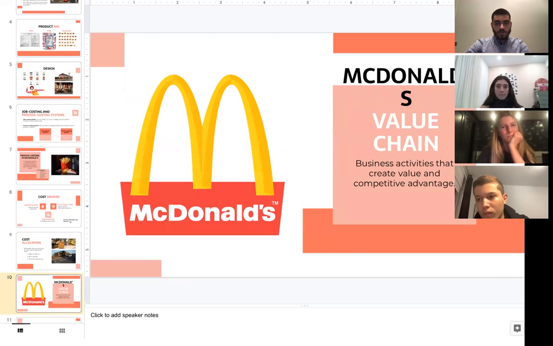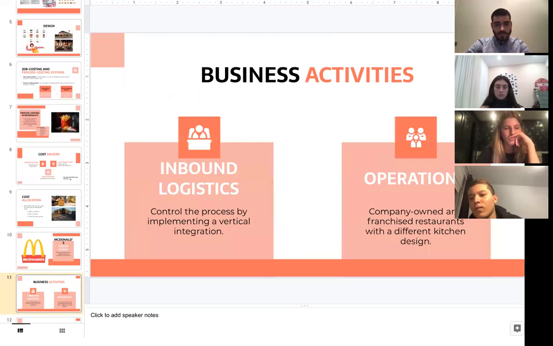That's it. So now we will be talking about McDonald's value chain, which are the business activities that create value and competitive advantage. Next slide, please. So to begin with, inbound logistics. McDonald's is one of the most successful companies using vertical integration, which is a strategy whereby a company owns or controls its suppliers, distributors, or retail locations to control its value chain.